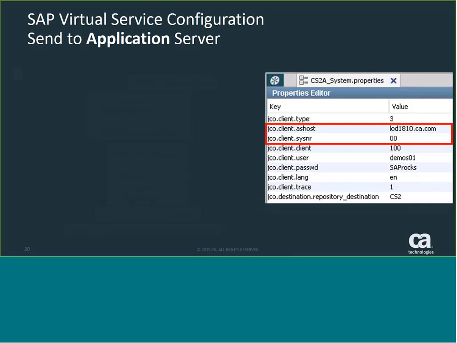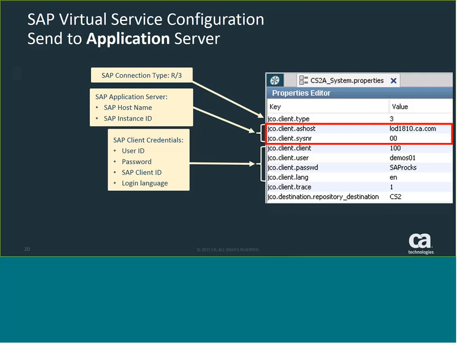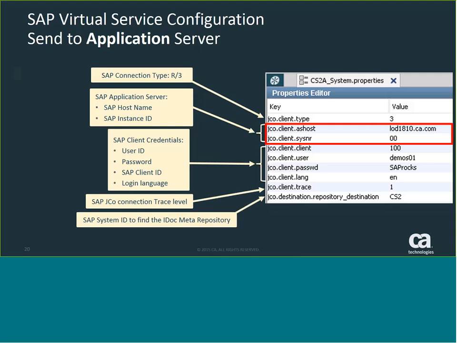To connect to an SAP application instance, the parameters are pretty much the same, except for specifying the host information. Again, the connection type is stream. For the application server instance, we need the host name in JCO client.ashost for the application server, and we need to specify the SAP instance ID in JCO client.sysnr. Again, SAP credentials are the same as for the message server, trace level, and using that connection settings for accessing the SAP IDoc metadata repository.